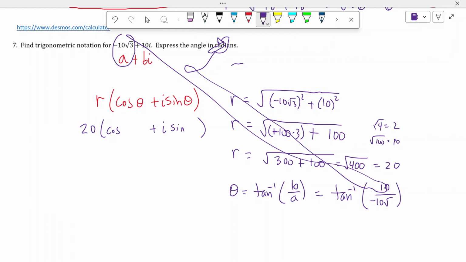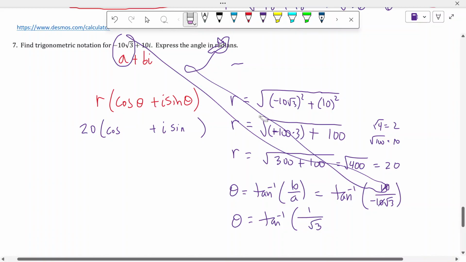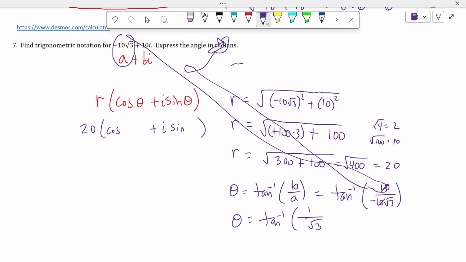Okay, so 10 on top cancels 10 on the bottom. Oh, it erased the root 3, so let's rewrite this because of that squiggle on the screen. It's the tangent inverse of 1 over negative root 3. I like to move the negative out front, so it's negative 1 over root 3. I could go into Desmos, in case I don't recognize that.